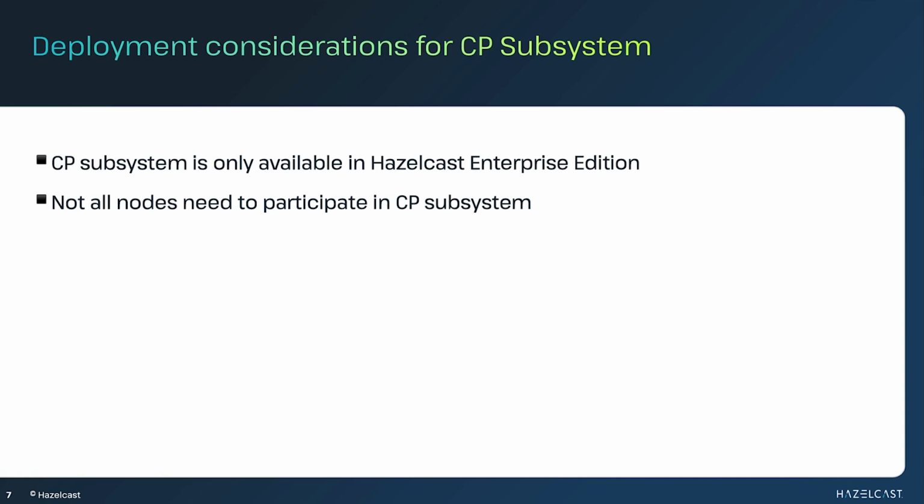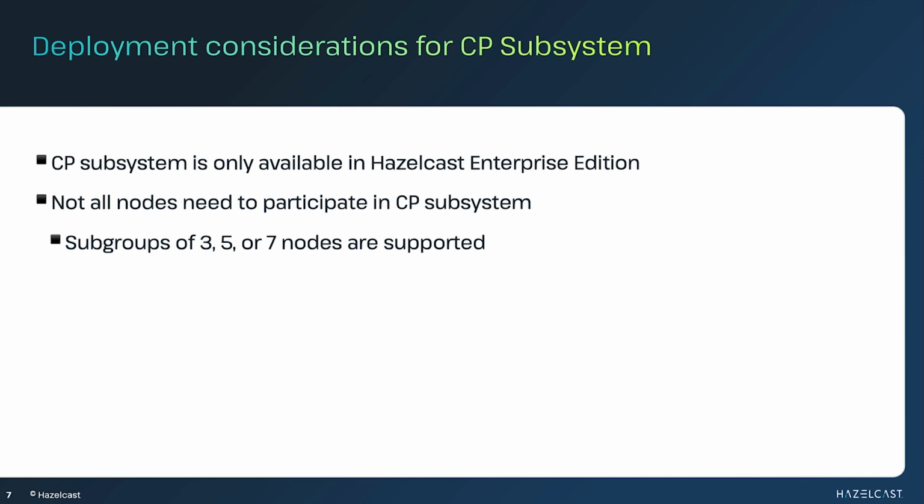Because strong consistency involves ensuring that every member has an up-to-date copy of the data, large CP clusters would perform poorly. To avoid this, we subdivide larger clusters into smaller subgroupings called CP groups. Each CP data structure will belong to one such subgroup.